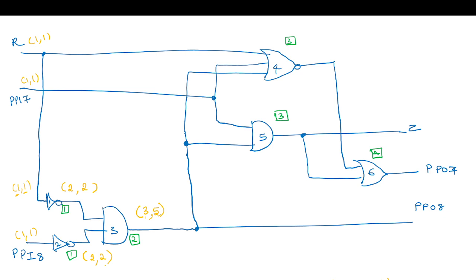Okay, so let's proceed to gate 4 at stage 3. What are the inputs? 1 comma 1, 1 comma 1, and this is coming from here, which is 3 comma 5. Here it is 1 comma 1, 3 comma 5. So this is coming from the primary input.